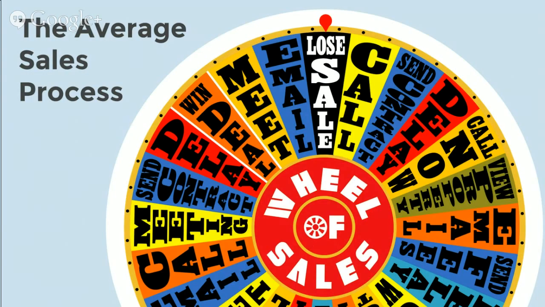To get at that, we want to understand what the average sales process looks like. And unfortunately, it looks a lot like this. It looks like once that process kicks off, it's more or less taking a spin on the wheel of sales. Every time a lead comes in, we're not sure if we're going to call first or email first. When we do get a hold of the prospect, we're not sure how we're going to deal with objections.